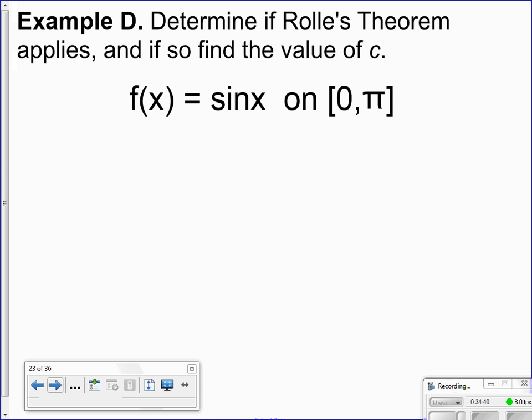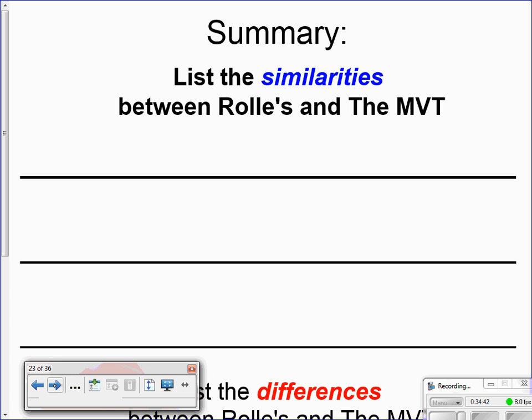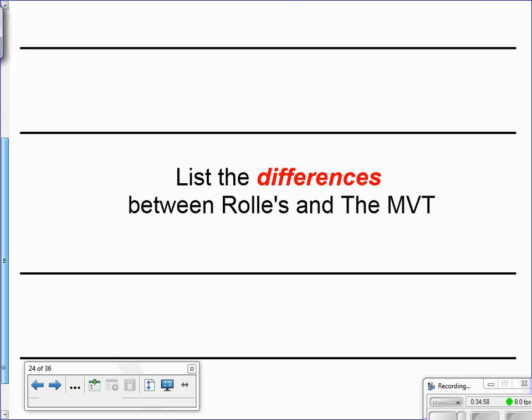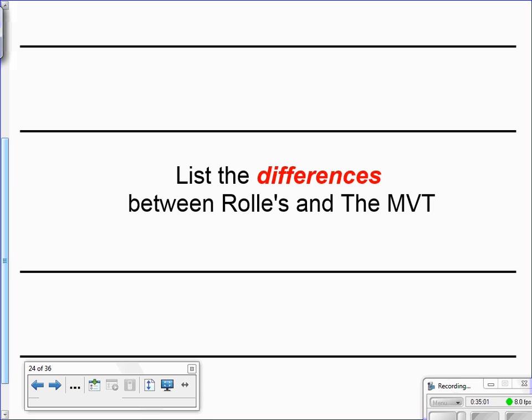We didn't get to do one with trig, that's a shame. So your homework is these 5 problems. Both of these theorems require the function to be continuous over a closed interval and differentiable over the open interval a, b. The only difference is that with Rolle's, the endpoints have to have the same y value. f of a and f of b have to be the same.